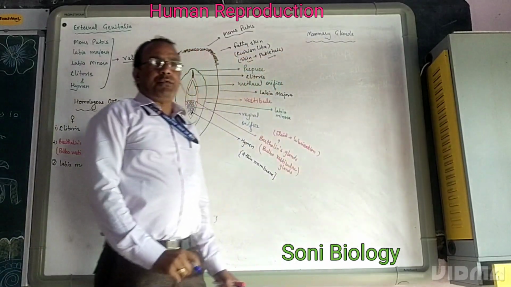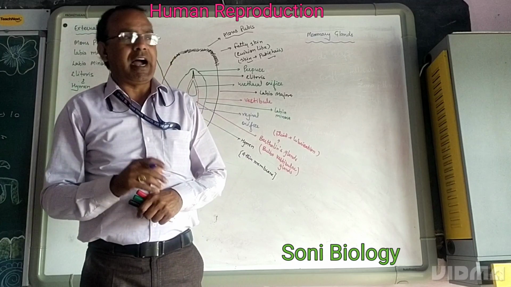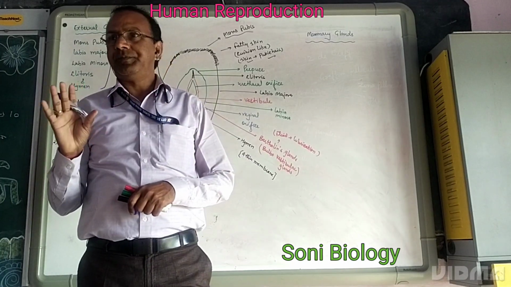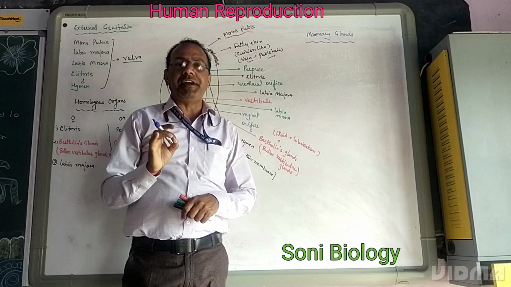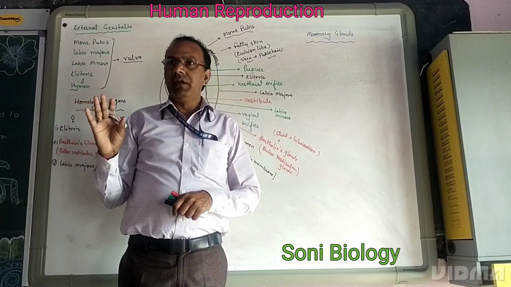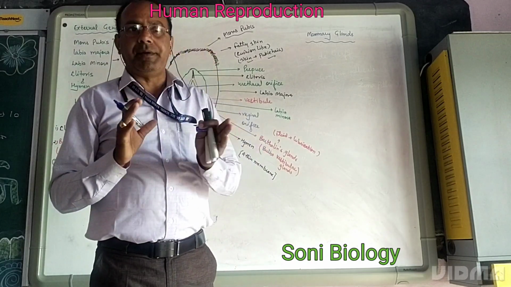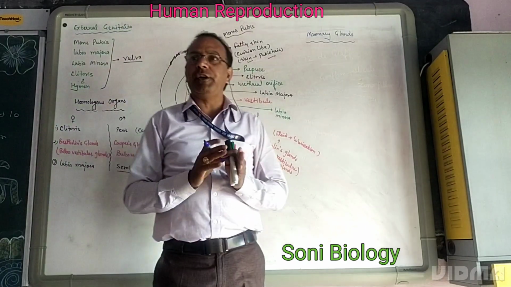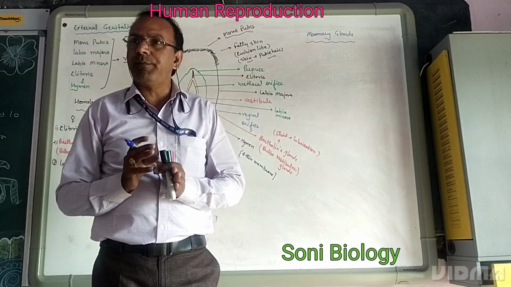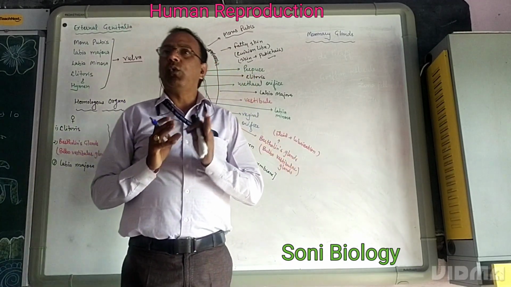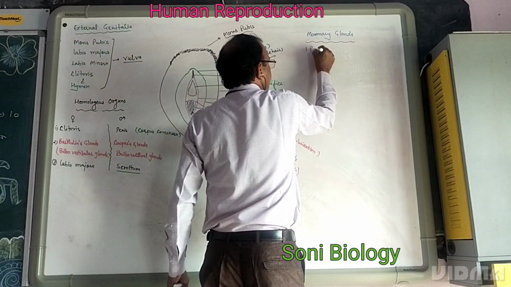A pair of mammary glands may be present in human beings, either male or female. But in male, they remain rudimentary, which means non-functional. But in female, before puberty, they are undeveloped. At the time of puberty, due to the influence of the female sex hormones estrogen and progesterone, they start to develop.